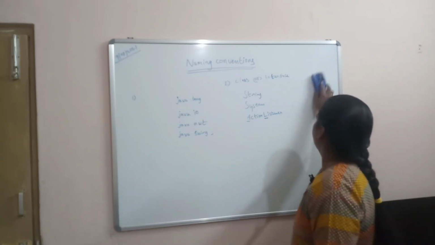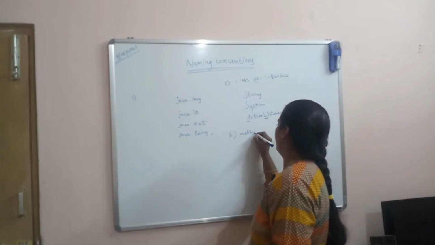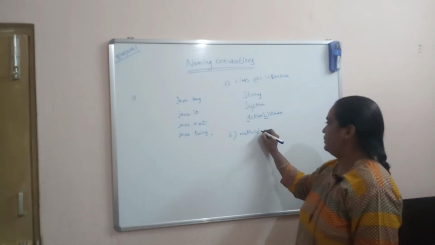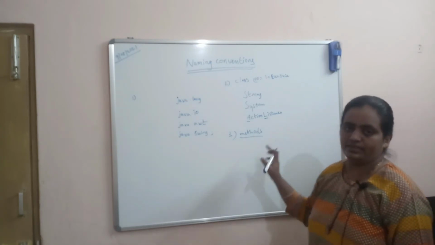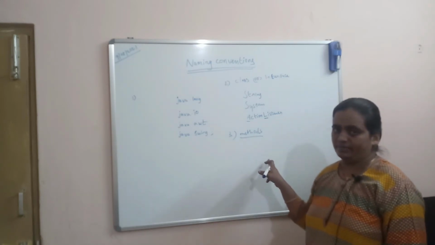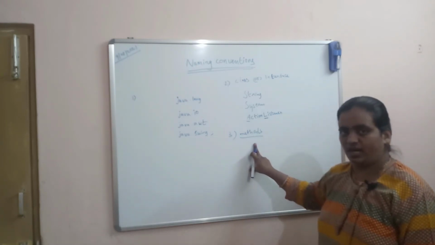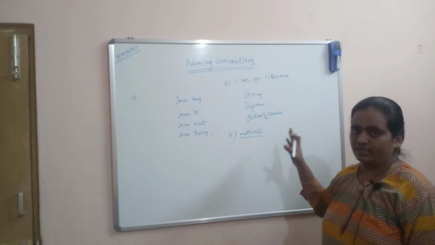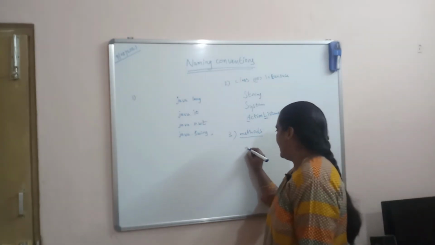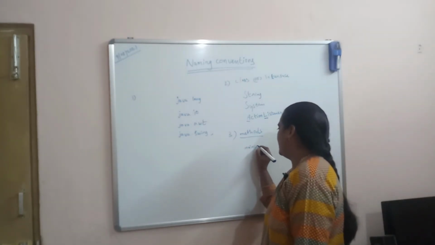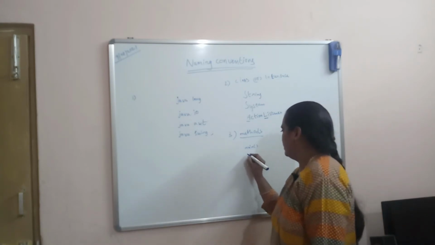Then coming to method names. How to write them? A class contains variables and methods. First we discuss methods. When we write method names, the first word of the method starts with a small letter. The next words onwards start with a capital letter. For example, the main method is written with a small letter, because it has only one word.